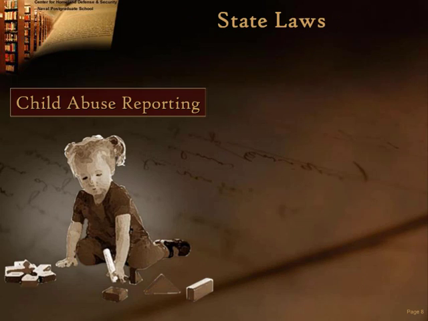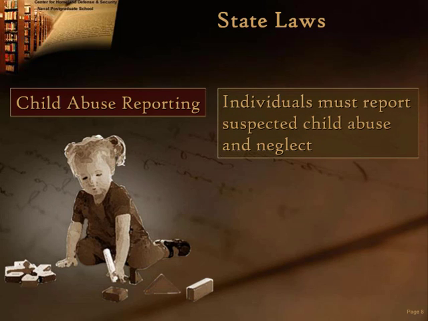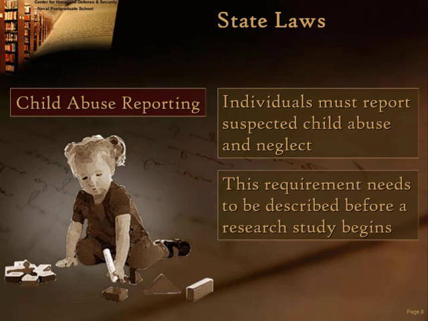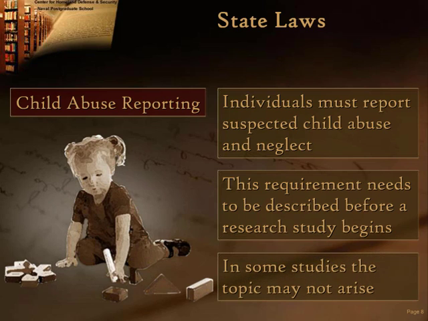Child abuse reporting. Most state laws identify individuals who must report suspected child abuse and neglect. This requirement should be described when child abuse and neglect might be revealed in a research study. Such studies could involve at-risk youth, school-based interventions, or parenting practices, among others. On the other hand, there are many studies in which it is extremely unlikely that the topic would arise or that the researcher would be in a position to observe neglect or abuse. For example, a study of decision-making strategies using computer-based activities would not generate information about child abuse, and there would be no need to discuss reporting requirements during the consent process.